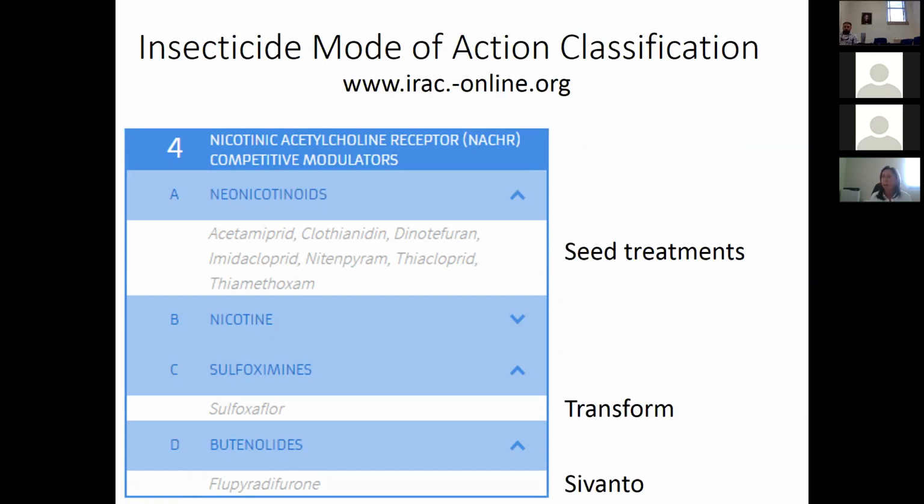And so this is an excerpt from the insecticide mode of action classification. Basically, I just wanted to drive home this point by showing that all of the compounds currently used for sugarcane aphid management, from the seed treatments to Transform and Savanto, are all working on the exact same target site. So they're believed to have slightly different modes of action, but they're very closely related.